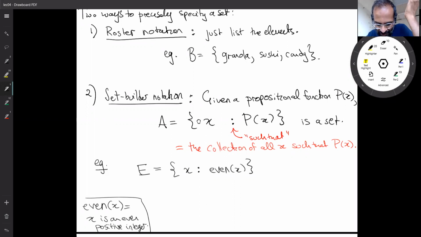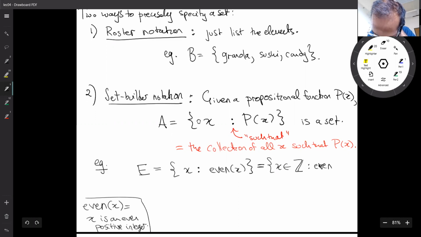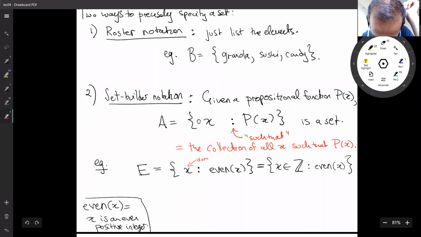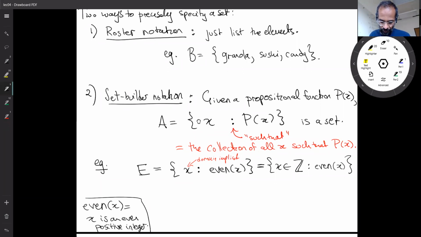And I could be a little bit more explicit. I could say, well, this is the set of all integers x such that x is even. And these two are the same definition, just here the domain is implicit. So in principle, that x could be all kinds of other stuff. It could be real, it could be rational or whatever, but even only makes sense for integers, right? And so I've excluded it there. So sometimes you don't explicitly state the domain, but both of these notations are valid. So you can have x in some set such that P of x. That's also set builder notation.